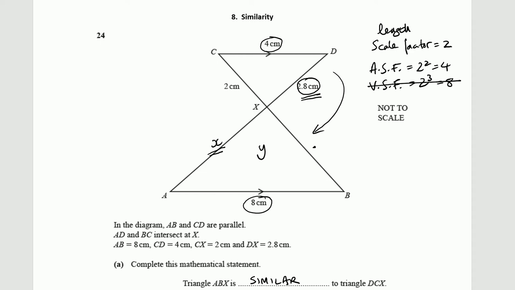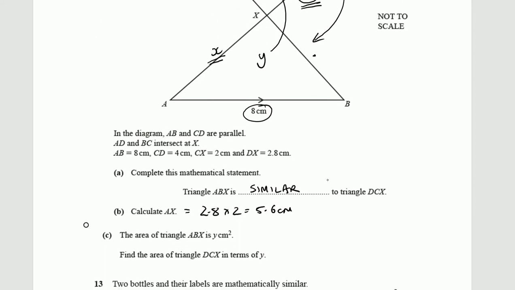Clearly I don't need a volume scale factor in this question. So if I have an area on the smaller shape and I multiply it by 4, I'll get an area on the larger shape. This means to get the area of the smaller shape from the larger shape, I must divide by 4. So this area is y over 4. You could of course express this as 0.25y or whatever you want. A quarter y is also fine.